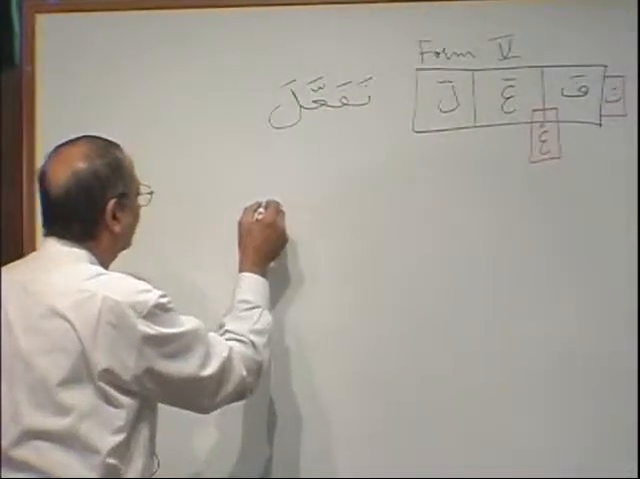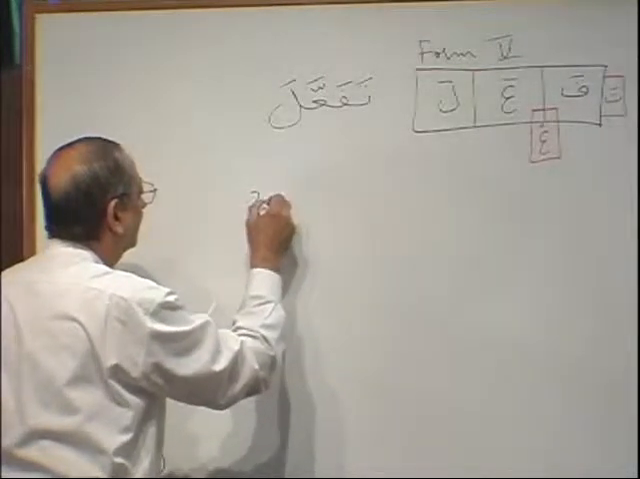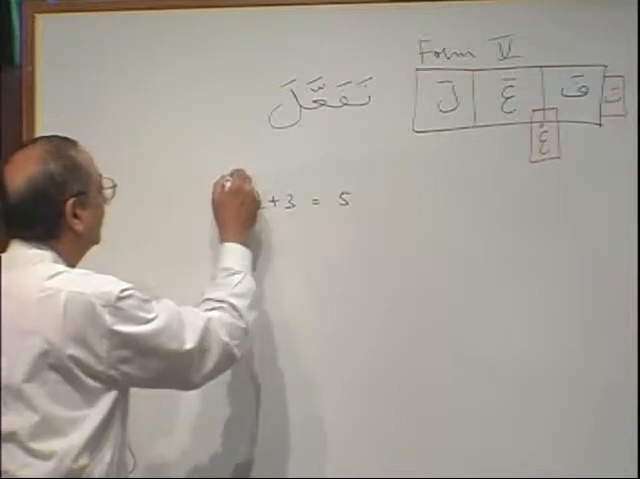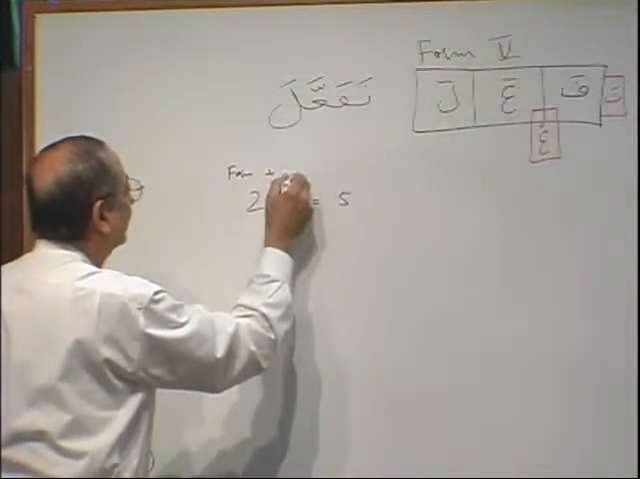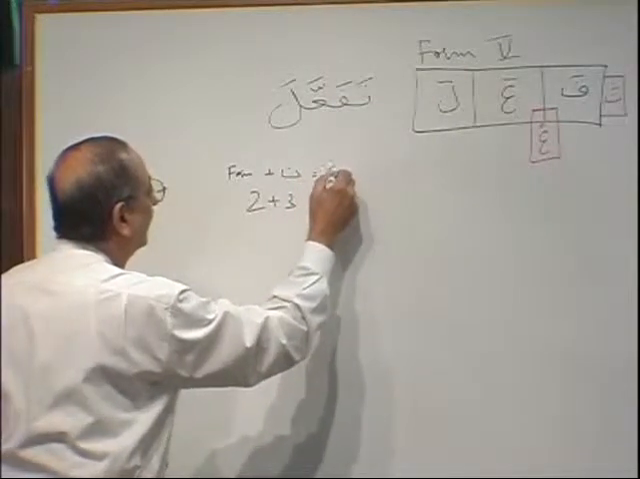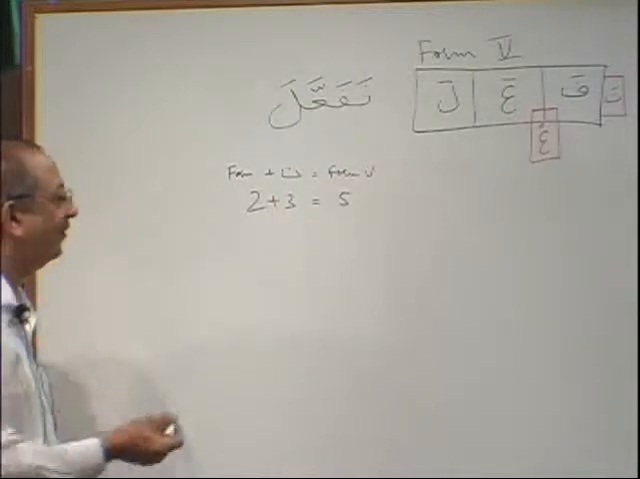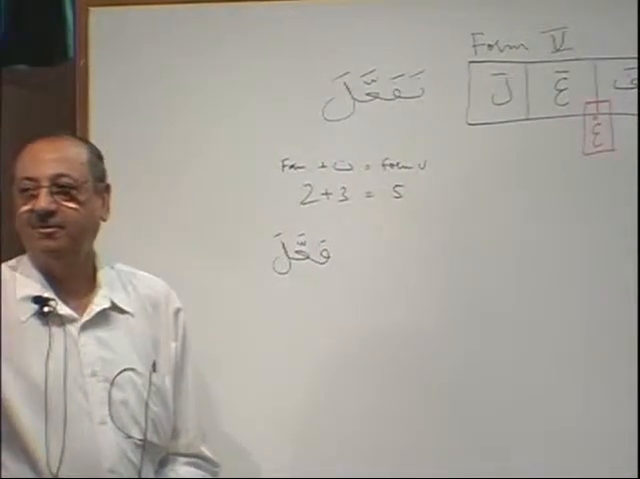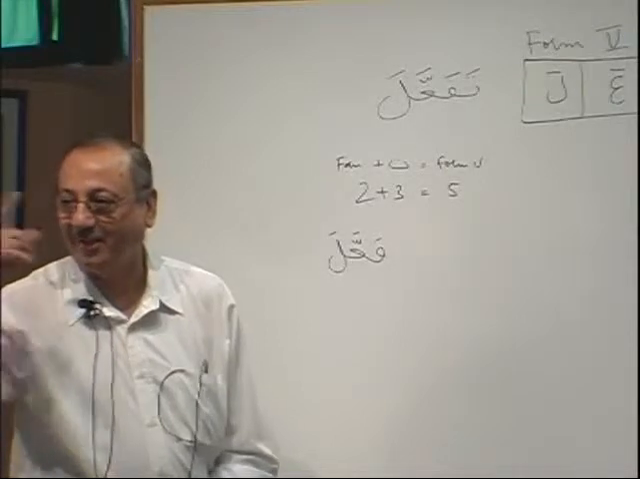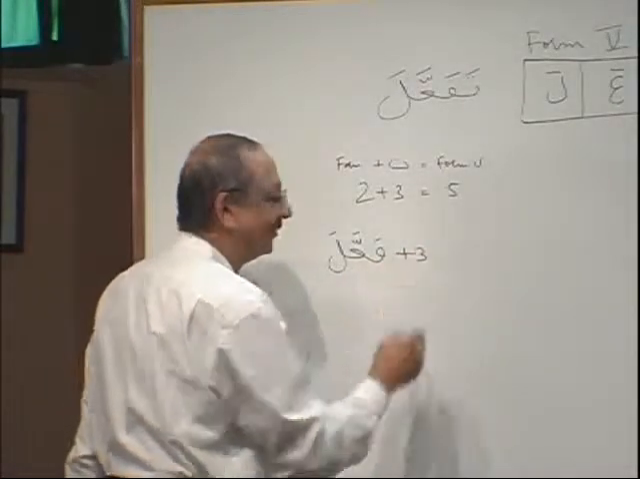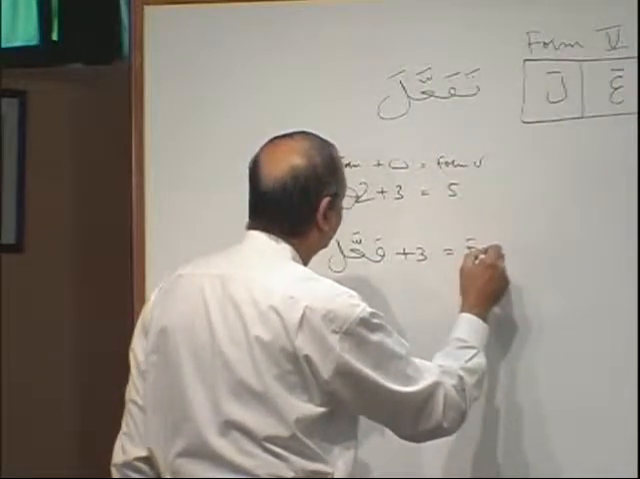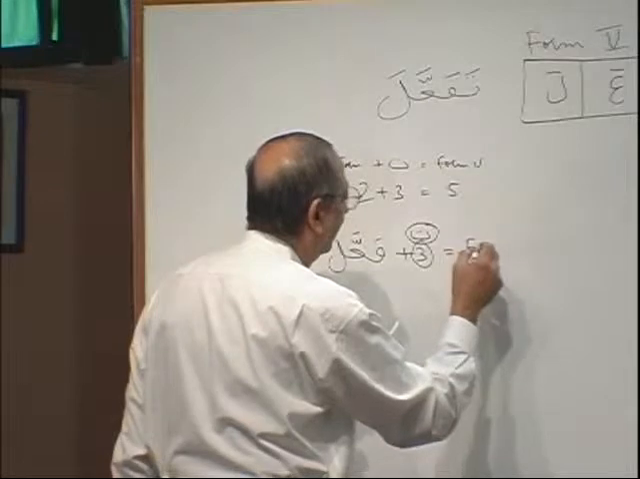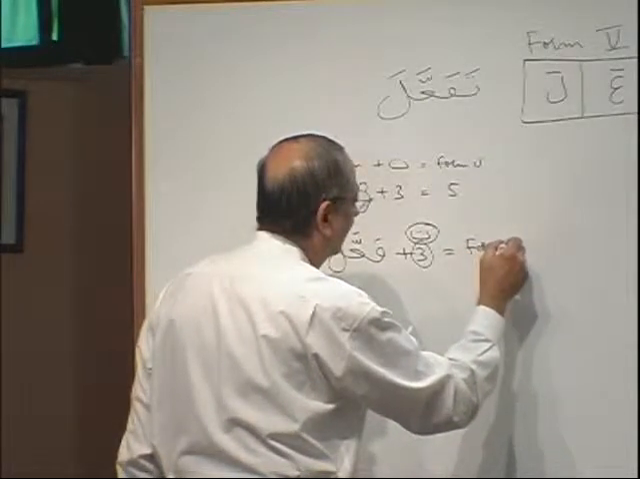I always jokingly say, brothers and sisters, 2 plus 3, 5. Form 2 plus ta is equal to form 5. Form 2, what is form 2? Fa'ala. And what is ta? Alif, be, te. 3. Are you with me? So that makes it into form 5. Ta is the third letter of the alphabet. Form 5. Okay.